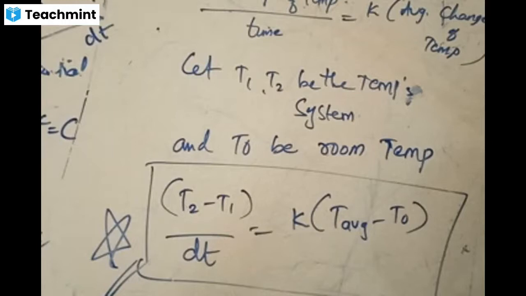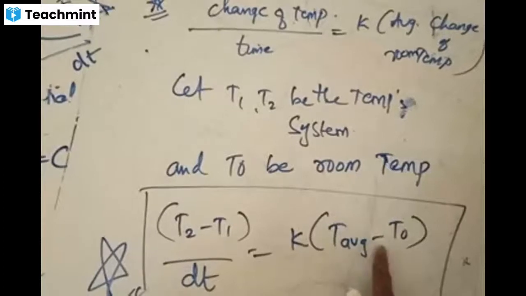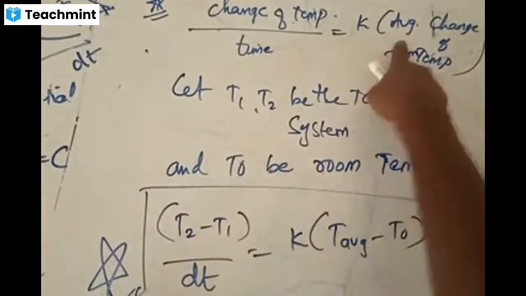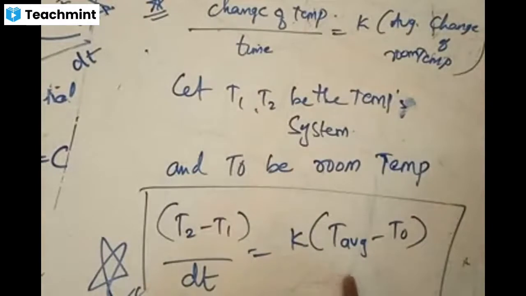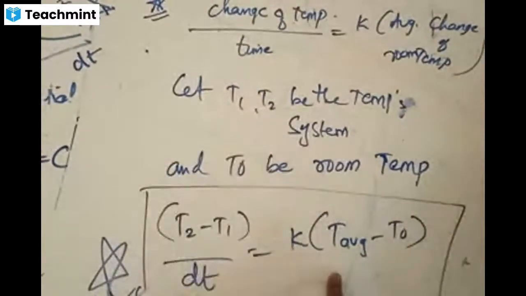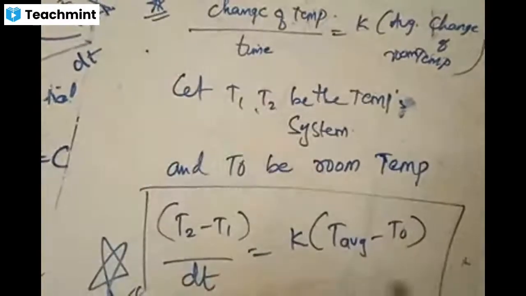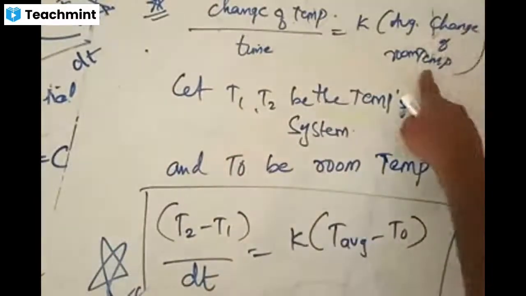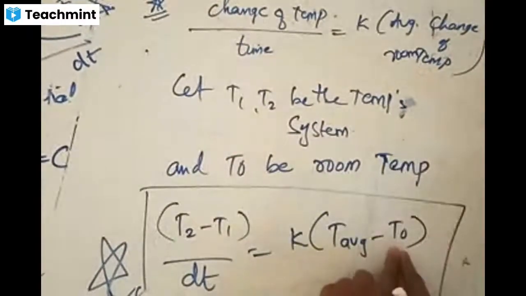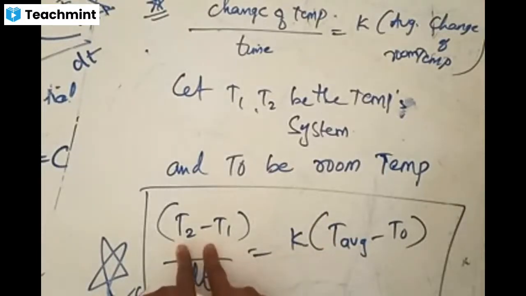The average change of temperature: what is room temperature? T naught. Change means minus. Change with what? Change of room temperature. Average change means T average is equal to what? T average is equal to T1 plus T2 by 2. T average is equal to T1 plus T2 by 2 minus T naught. This is the average change of room temperature. Change means minus, room temperature is T naught, average minus this one. How to get the value of average? Take the sum of these two by 2.